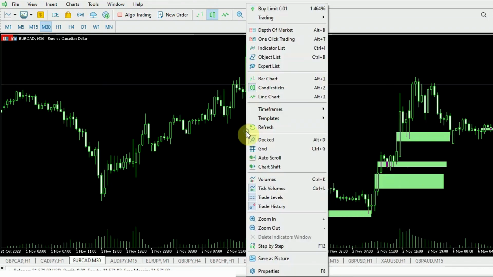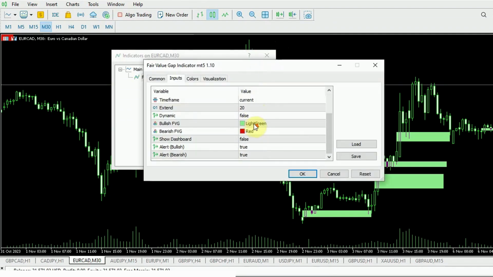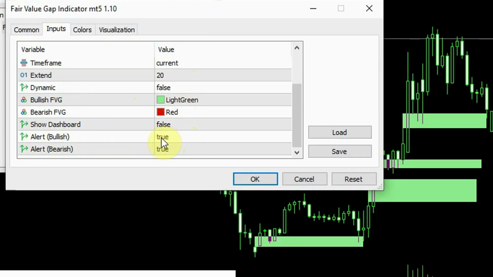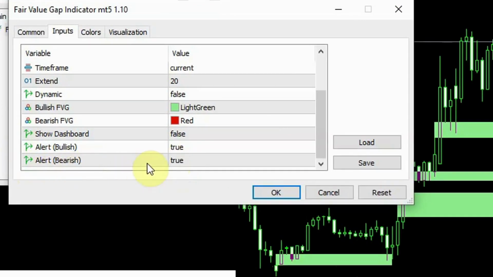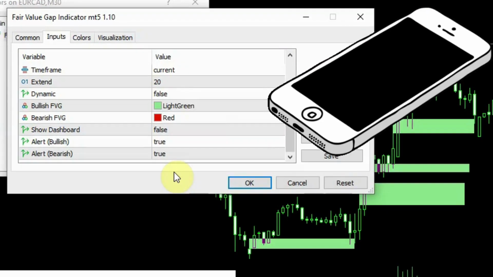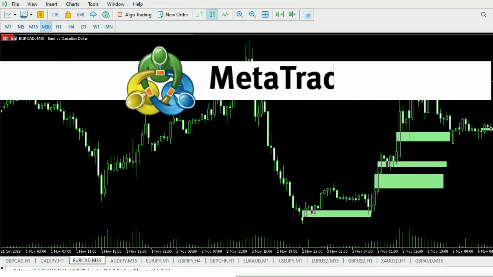And one of the greatest features about this indicator is that it has alerts. So if we go into the properties section here, you can see we have our bullish alerts, and you want this value to be true so that you'll receive an alert whenever a bullish fair value gap is formed. And we also have our bearish fair value gap alerts as well. So whenever a bearish fair value gap is formed, you'll definitely receive an alert to increase your potential for better entries. And this is one of the only indicators of its kind out there available for the MT5 platform, so you definitely want to get your hands on this one.